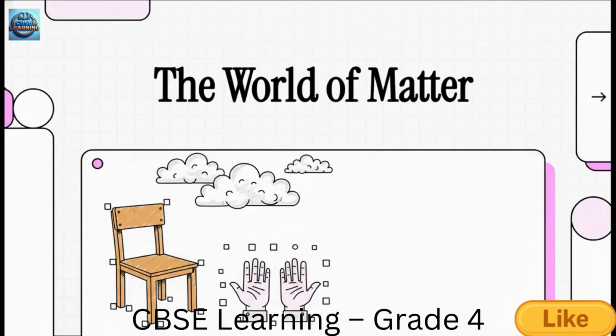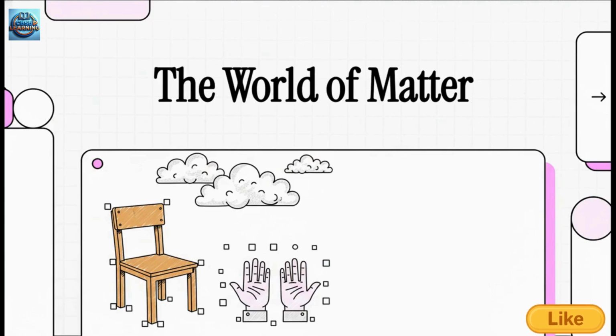All right, let's just jump right in. Ever just stop and look around at the chair you're on, the clouds outside, even your own hands, and really think, what is all this stuff actually made of? It's kind of a huge question, but believe it or not, everything you see and touch is made from the same basic ingredients. And that's what we're gonna do today. We're gonna break it all down.